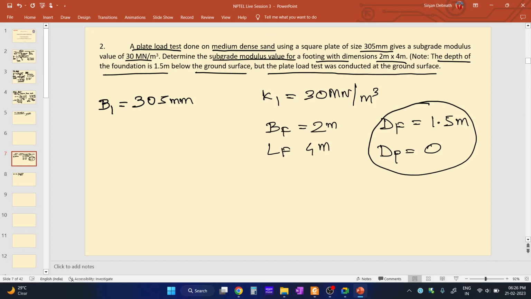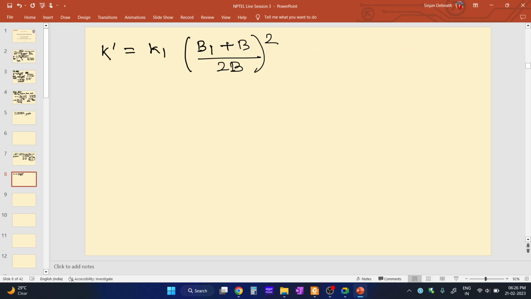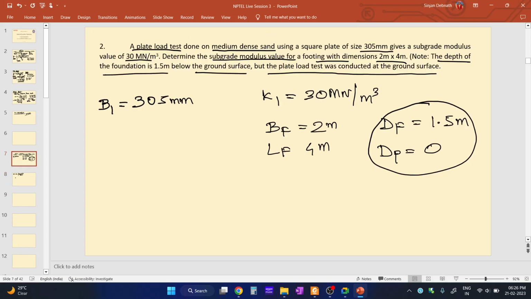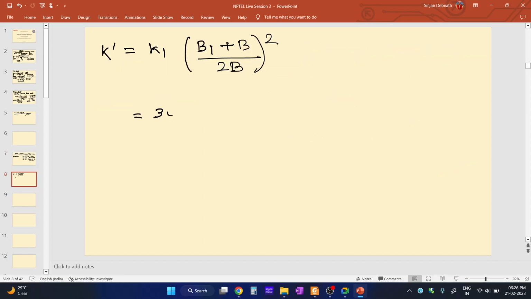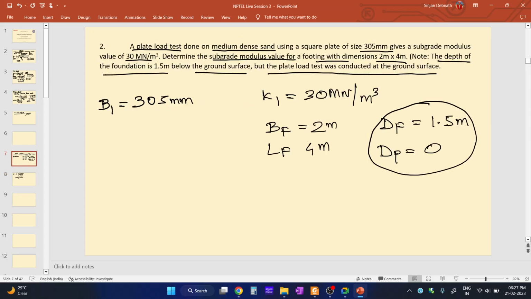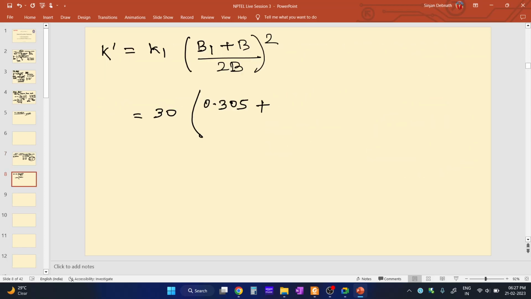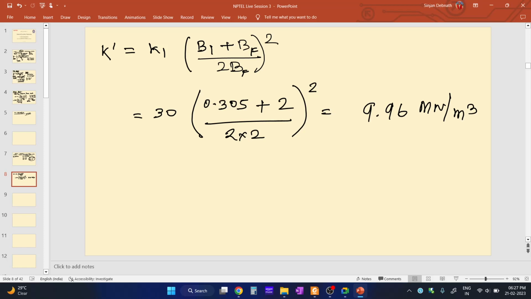So what is b1? B1 is 305 millimeter. And what is k1? K1 is 30 meganewton per meter cube. So k1 is 30, b1 is 0.305 plus, what is the breadth of the foundation? Breadth of the foundation is 2 meter. This b is same as bf, that is 2 meter, and this one is also bf. So 2 into 2 meter square, this comes to be 9.96 meganewton per meter cube, like we did in the previous case, the same thing.